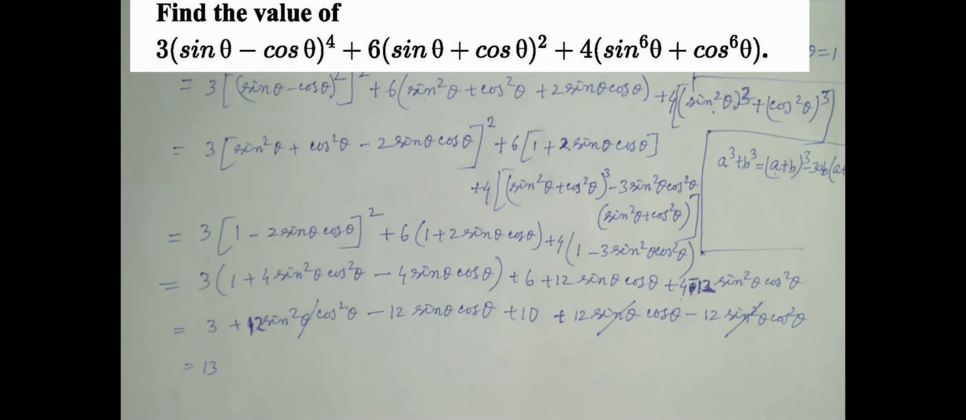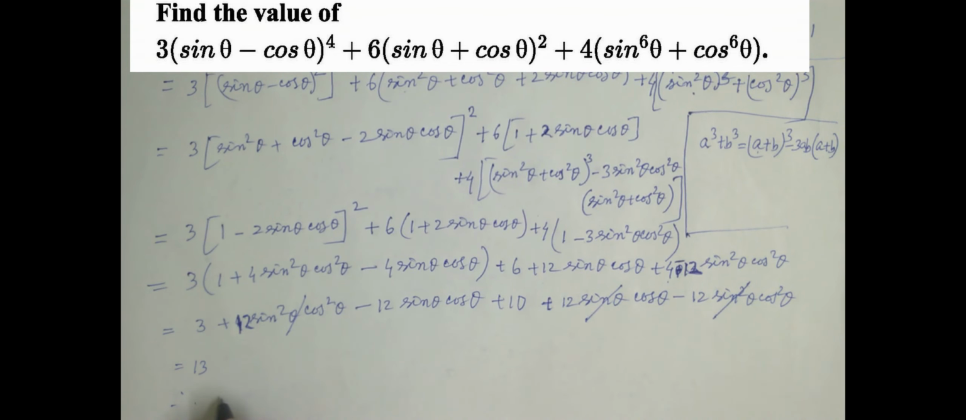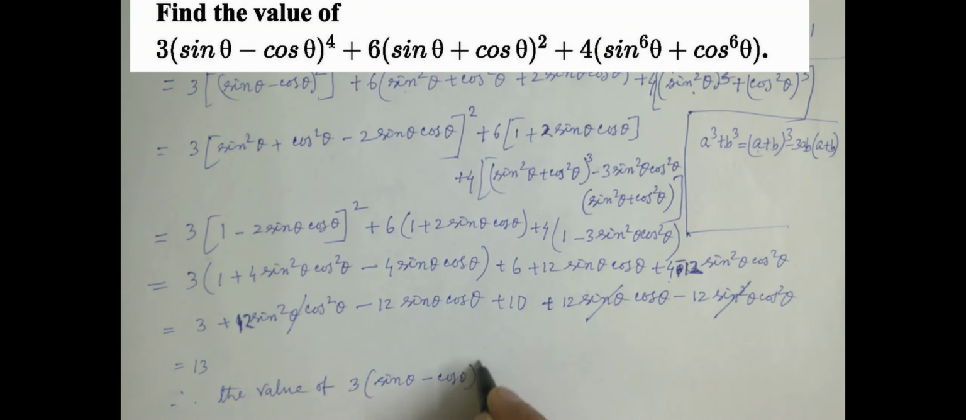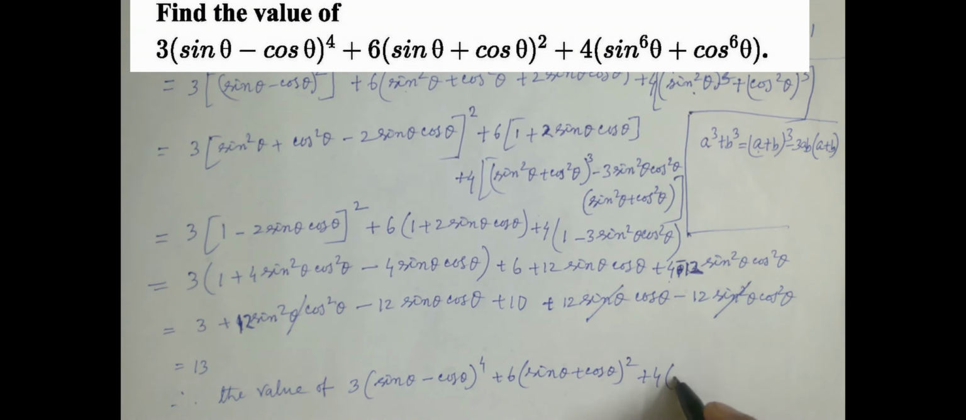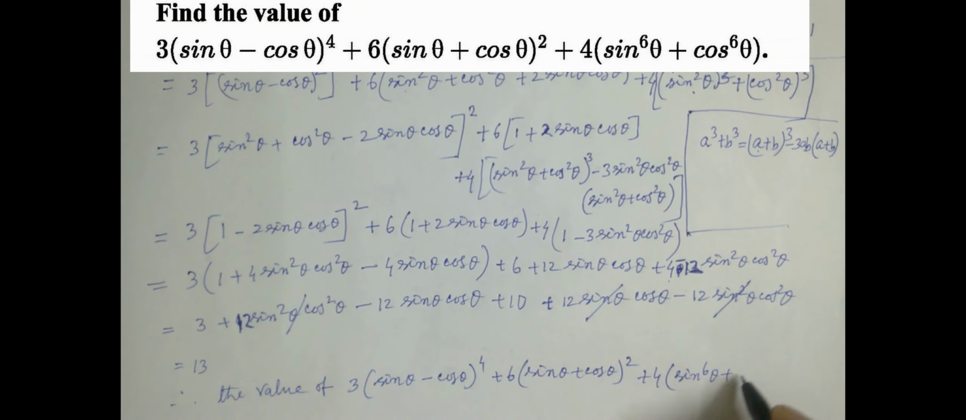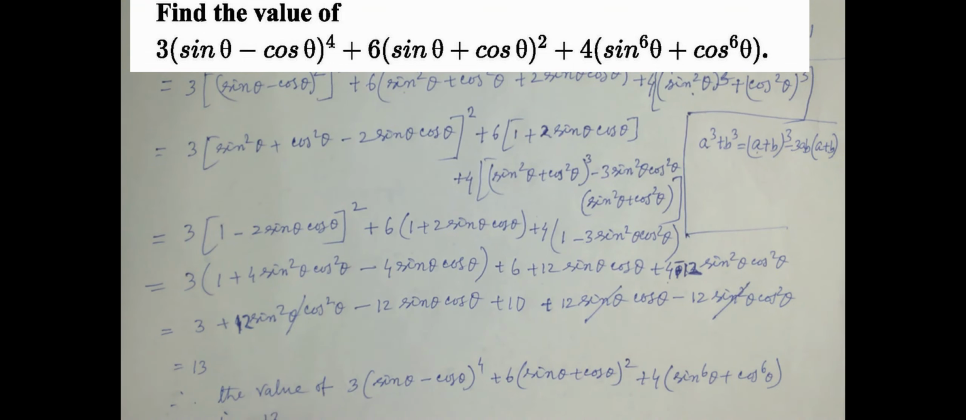Therefore the required value of the given expression, 3(sin θ − cos θ)^4 + 6(sin θ + cos θ)² + 4(sin^6 θ + cos^6 θ), is 13.